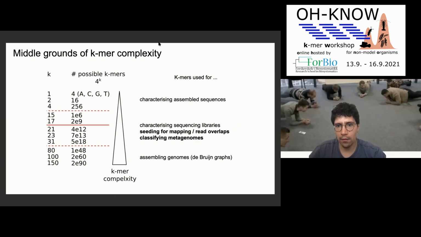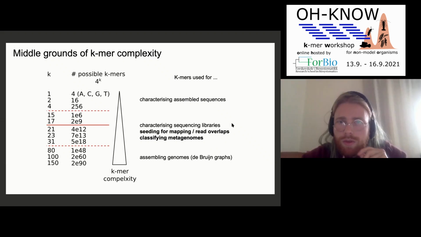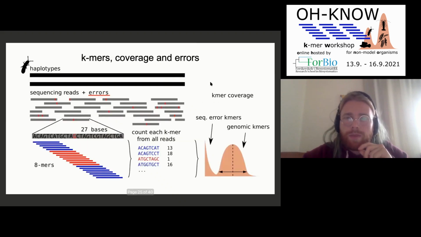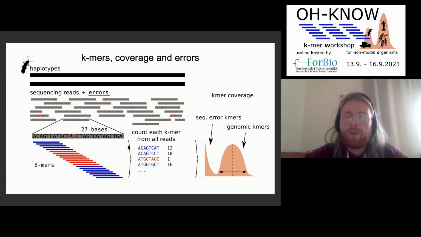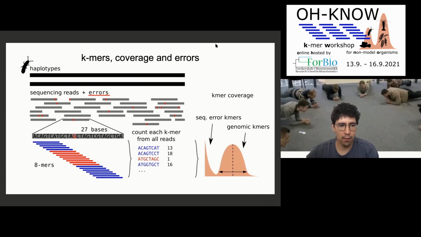Kamil, you have only two questions in the chat now. So, how do you know a base is erroneous? Just assuming that the errors are random, we don't know which base is erroneous at first glance, but we do know that if they are random, they will have a lower coverage than the genomic Kmers. So basically we can model it as an error term by fitting the two distributions.